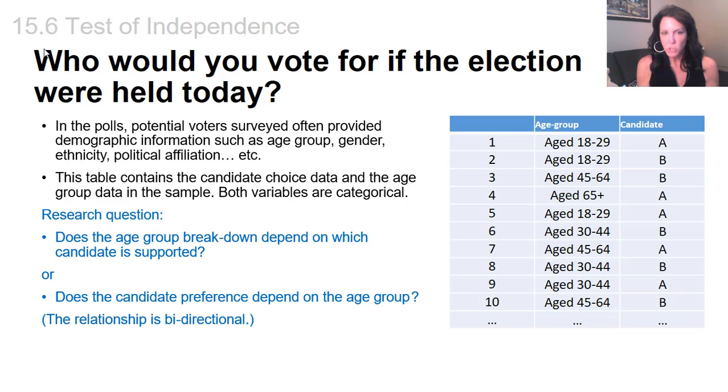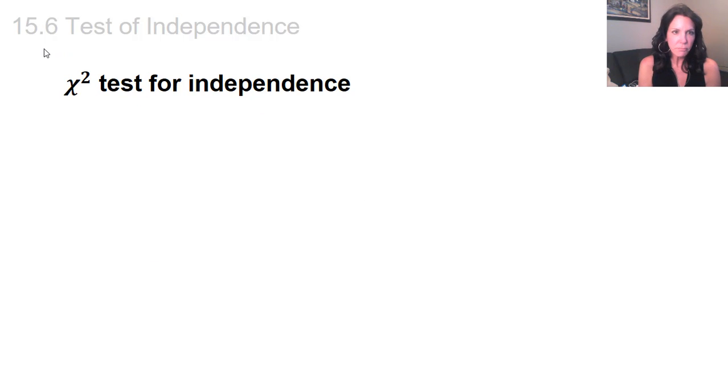We can ask the research question two different ways. We can say, does the age group breakdown depend on which candidate is supported? But that doesn't really make a whole lot of sense. The better way to ask is, does the candidate preference depend on the age group? Like, will there be different candidate preferences depending on the age group? So this is the chi-square test for independence.